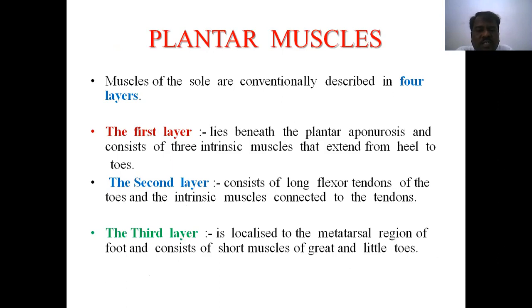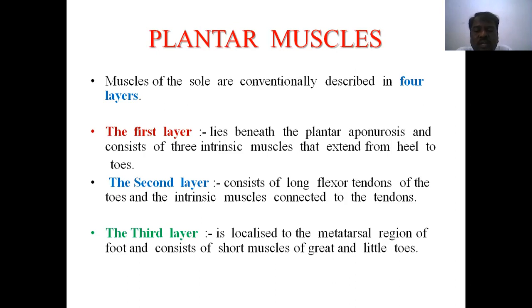The first layer lies just beneath the plantar aponeurosis and consists of 3 muscles, extending from the heel to the toes. The 3 muscles are present in the first layer, whereas the second layer consists of the long flexor tendons of the toes and the intrinsic muscles connected to the tendons. So in the second layer, long tendons and lumbricals are present.